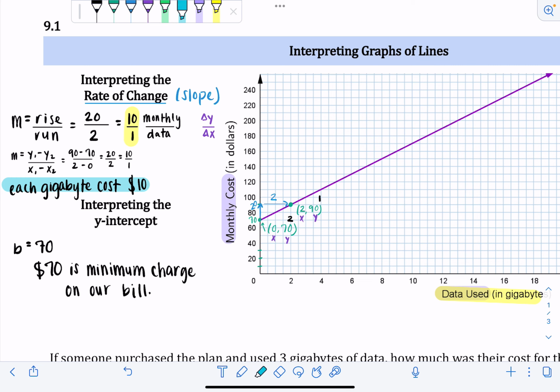Okay, so the nice thing is that the slope and the y-intercept keep the same relationship for all linear functions, every graph that falls on a straight line. The slope is how much we're increasing or decreasing by each month. In this case, it would be increasing by 10 per gigabyte. And then the y-intercept is always the starting value. So in this case, our y-intercept is 70. That's the starting value of our bill. That is the lowest it will be.